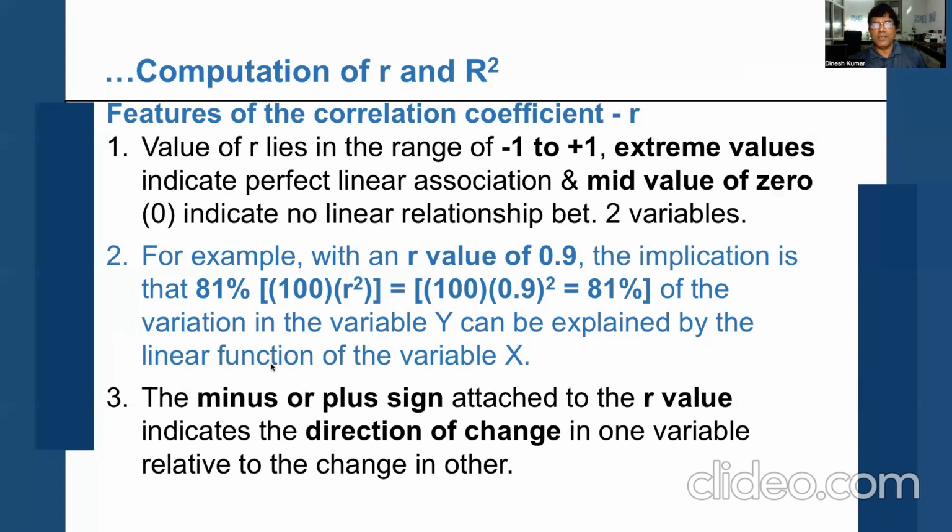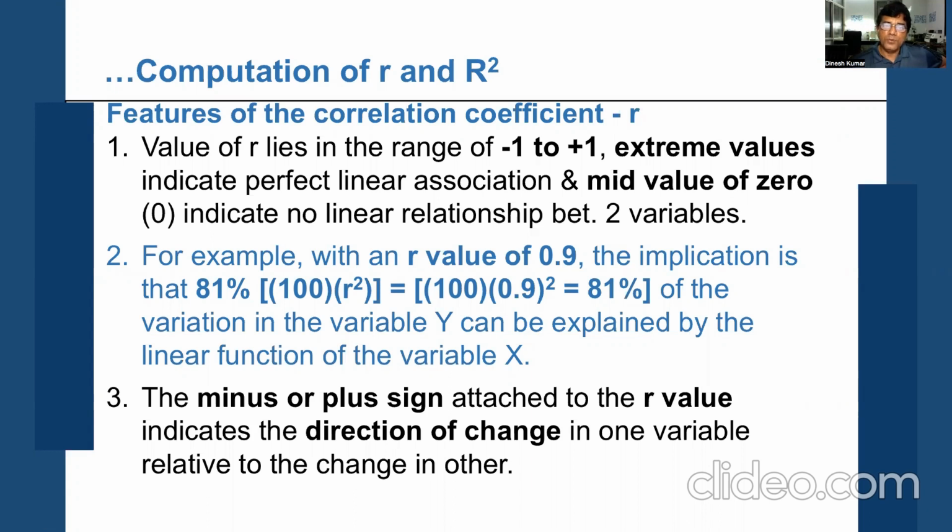The value of r lies in the range of -1 to +1. These are the extremes, -1 to +1, and in between it can be -0.996 and it can be +0.9999, something like that, or up to +1. Extreme values indicate perfect linear association, extreme on both sides. And the mid value of 0 indicates no relationship between the two variables.